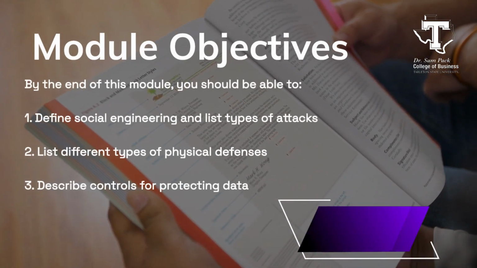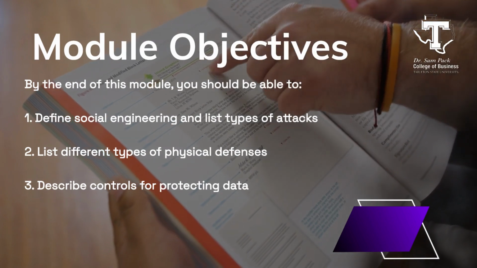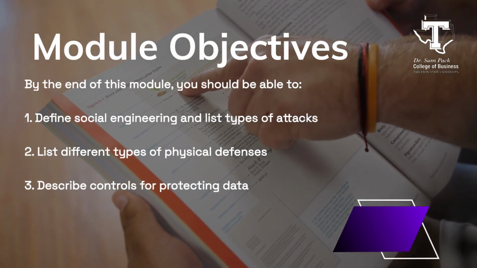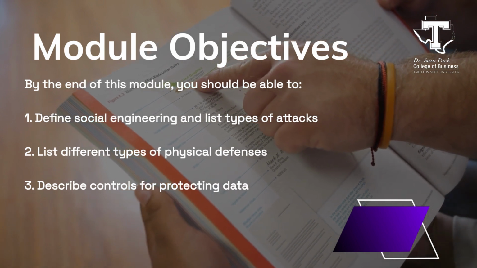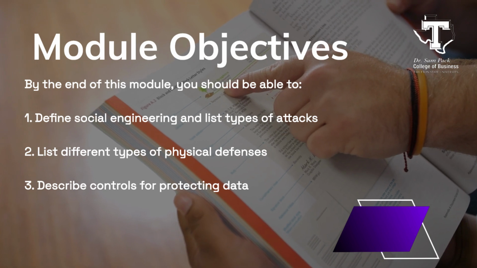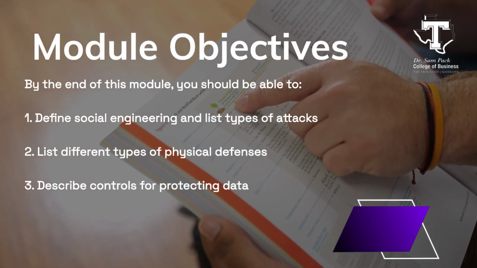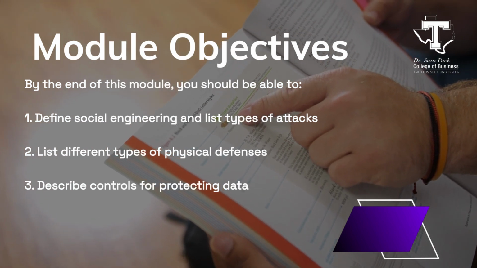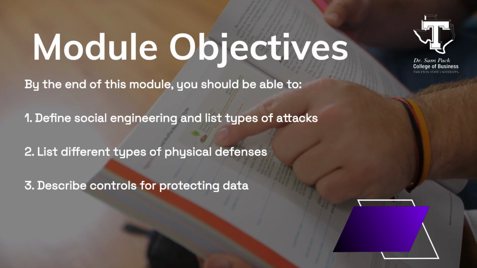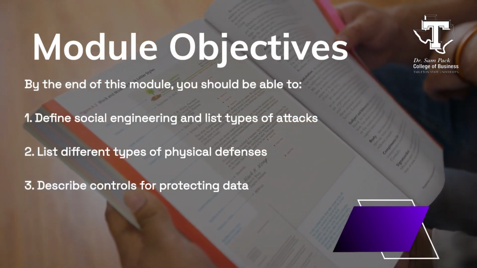By the end of this module, you should be able to define social engineering and list types of attacks. You'll gain a comprehensive understanding of social engineering, the deceptive practice of manipulating individuals into divulging confidential information. We will explore various types of social engineering attacks, including phishing, pretexting, baiting, and tailgating. These examples will help you recognize and anticipate potential threats in real-world scenarios.